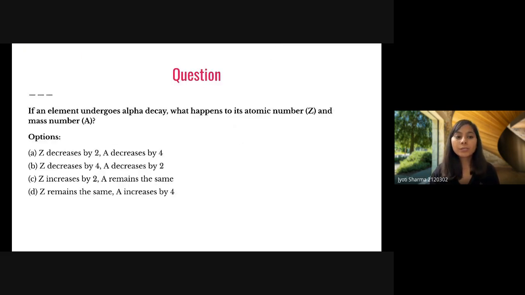The next question is, if your element is undergoing alpha decay, what will happen to the atomic number and atomic mass of that element? The answer is that your atomic number will reduce by 2 and atomic mass will reduce by 4, because alpha decay means helium is released. Helium has atomic number 2 and atomic mass 4. So the remaining compound will have an atomic number less by 2 and atomic mass decreased by 4.